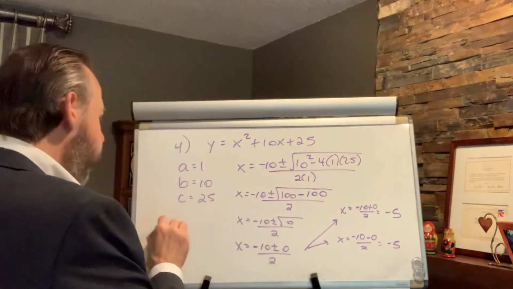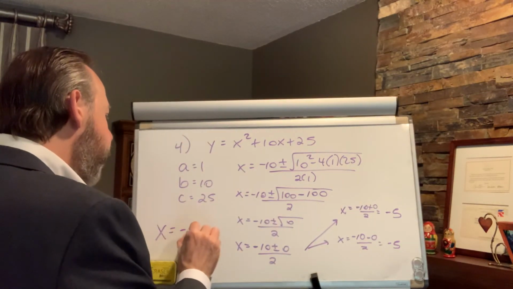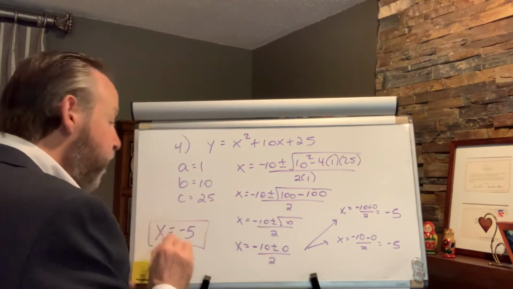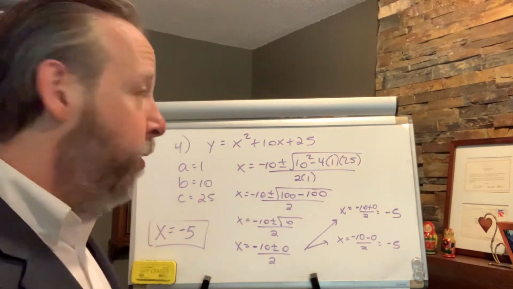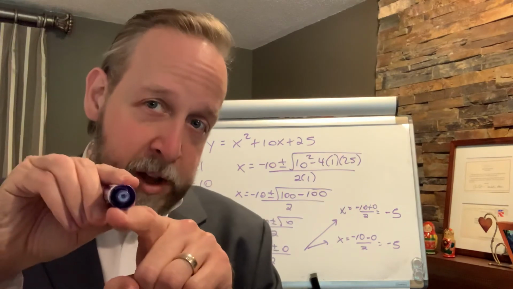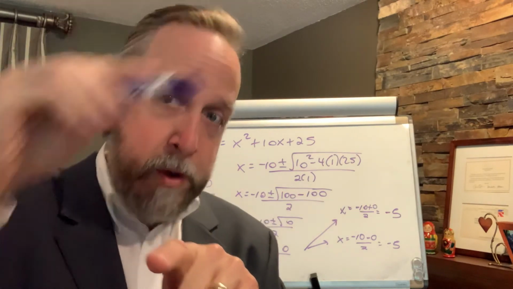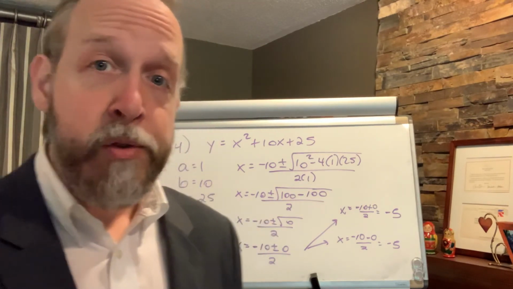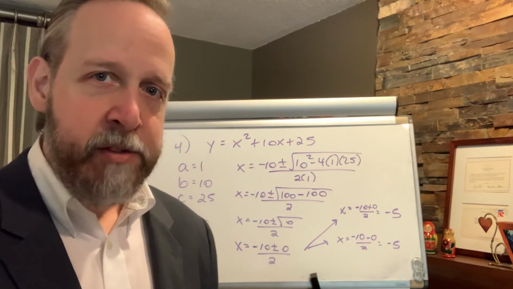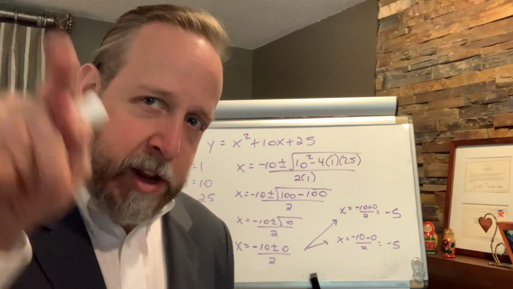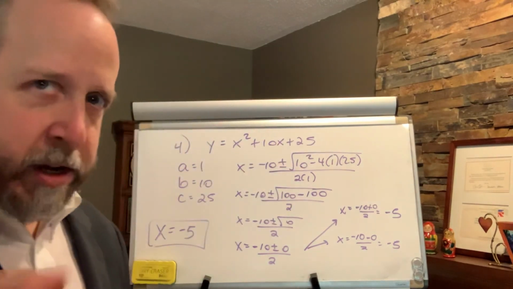There's only one answer. x equals negative 5, which means at negative 5 on the x-axis, the parabola is going to come down, touch it, but bounce off of it and move up again. So there's only one solution, one place where the parabola will touch the x-axis. It doesn't go all the way through. It hits it and bounces off like a ball hitting the ground.